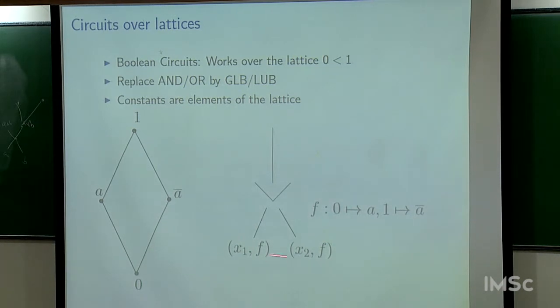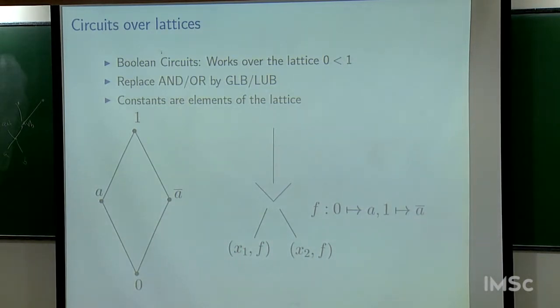At the input gate, we could map an input bit to an arbitrary element in the lattice. So you can see that this will output 1 if and only if x1 and x2 are distinct.